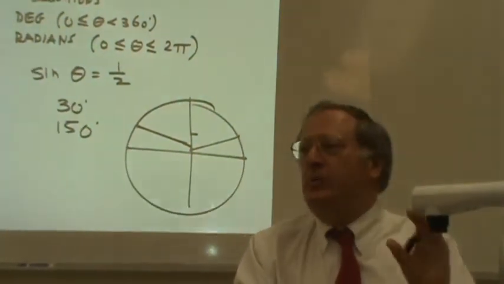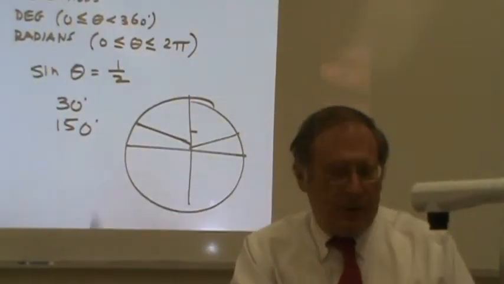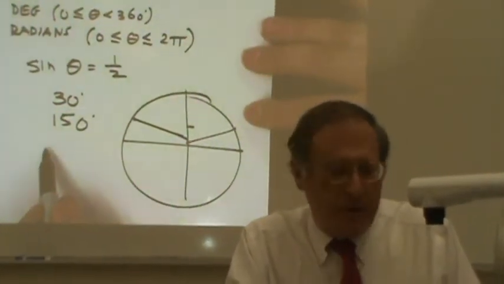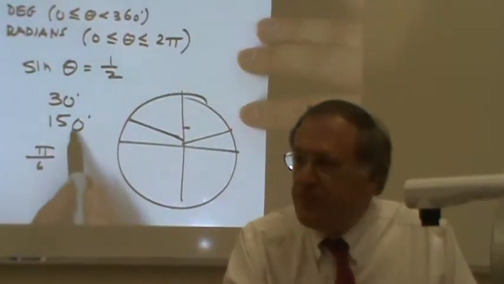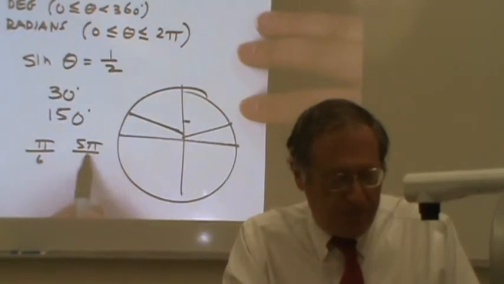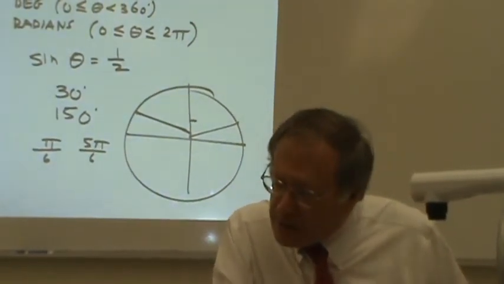Then I want two answers in radians. What's 30 degrees in radians? Pi over 6. And what's 150 in radians? 5 pi over 6. Can folks do that without a calculator or without notes?